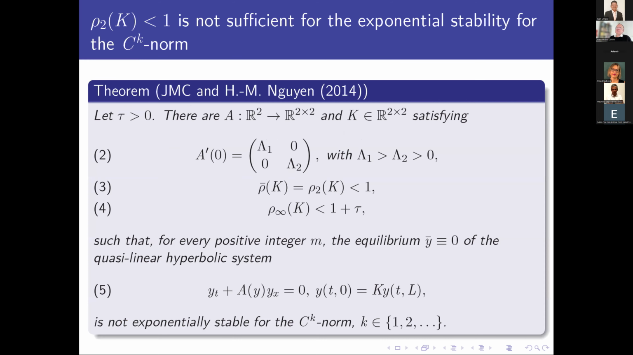With Oaimin and Nguyen in 2014, we produced an example where you have rho bar of K, which is rho 2 of K because we are in dimension 2, less than 1. So you have the exponential stability in the H^K norm, in the Sobolev spaces, while rho bar of K is a little larger than 1, but you do not have exponential stability for the C^K norm. So this is something which may be surprising. The exponential stability depends on the Banach space that you consider.